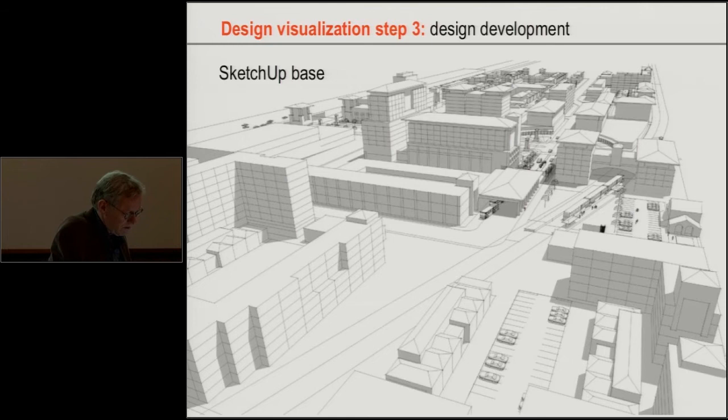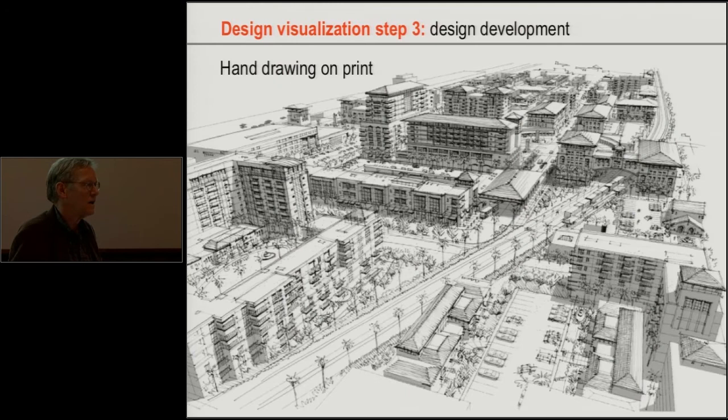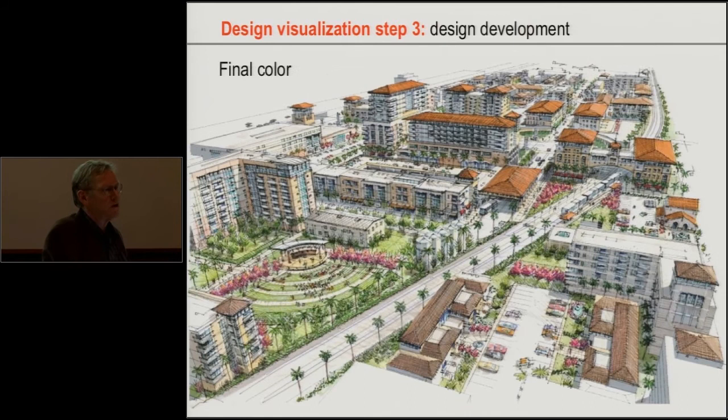But it's a basic dumbed-down SketchUp model, but it's a large site. What I did is I printed it onto a matte paper, probably 30 by 40 inches. It was a big drawing. And then I just drew right on the print with pen and ink to put all of the windows in and the more landscaping and cars and people and flesh it out. And then I just colored it in after that with marker and some colored pencil.